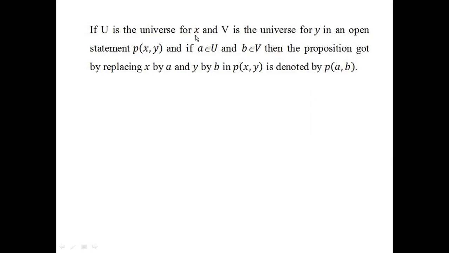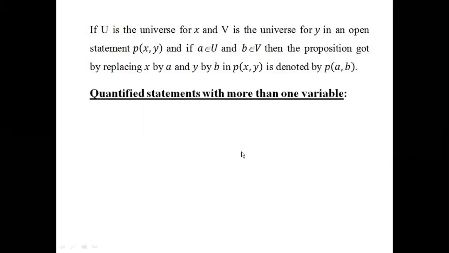And U is the universe for X and we have taken V as the universe for Y in the open statement P of X comma Y. So the elements picked, A and B, belong to different universes. Then the proposition obtained by replacing x by a and y by b is denoted by p of a comma b, the open statement with respect to the elements a and b.